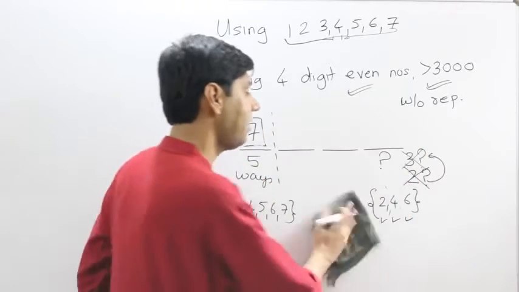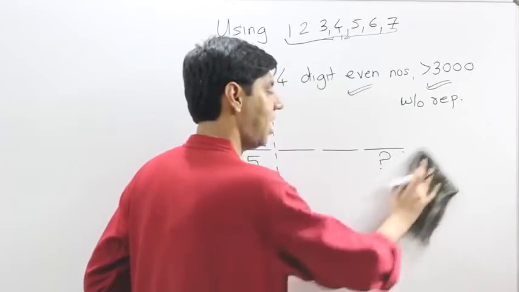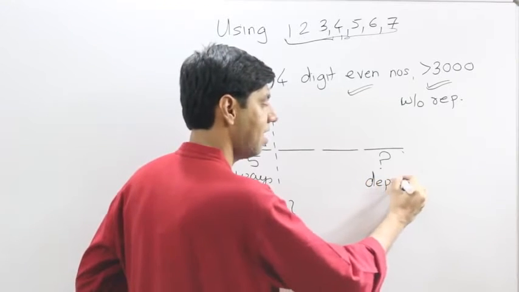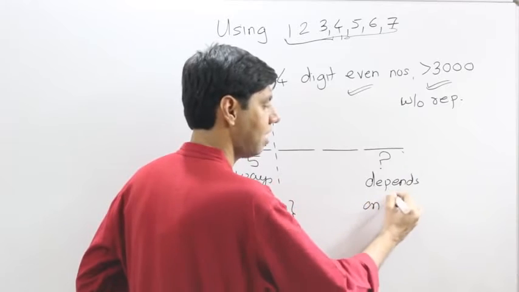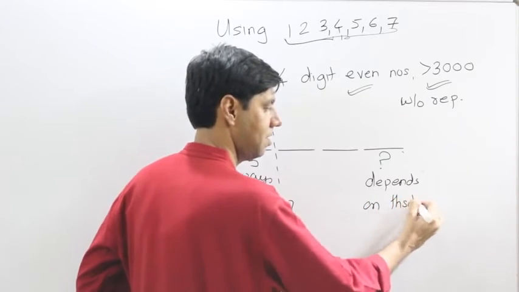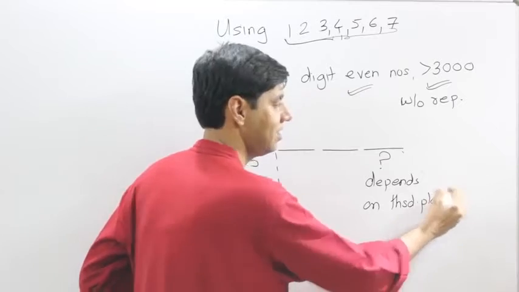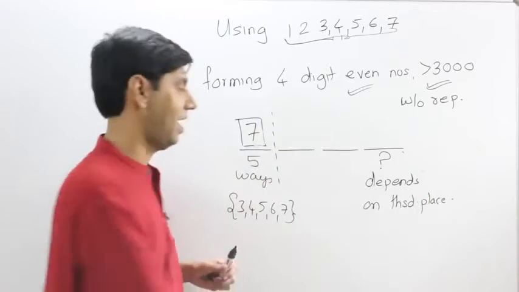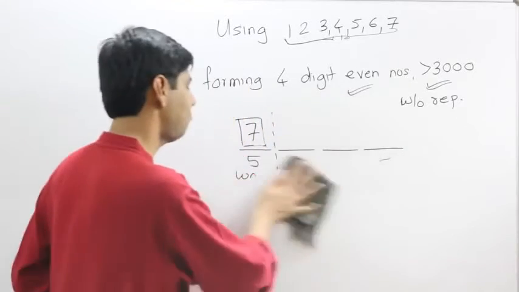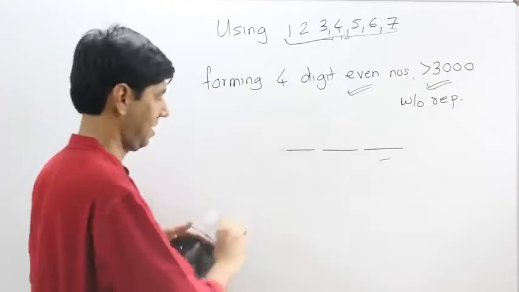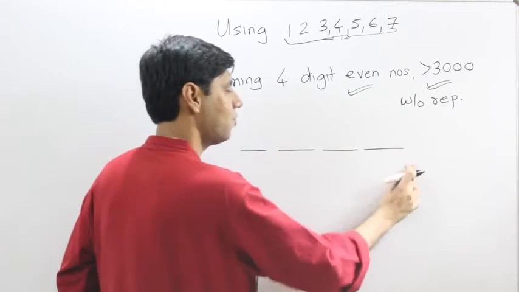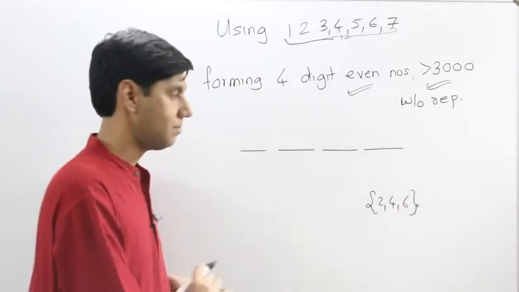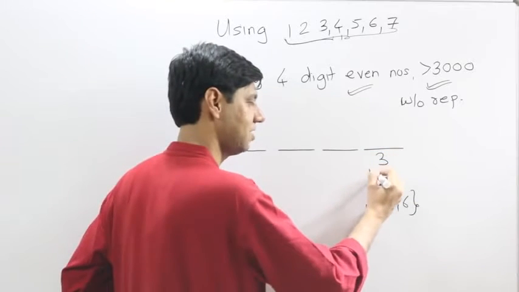But now, coming back to this question, in how many ways can we fill in the unit digit? It depends on the 1000th place. What have we filled in the 1000th place? So we cannot proceed in this way, we will not get a unique answer. If I start from the units place, will that help me? Let's see. So I could either fill in with a 2, 4 or a 6. That is 3 ways. So this is perfect.